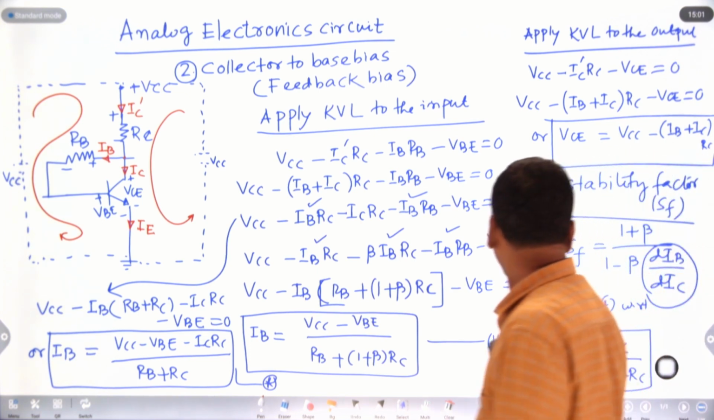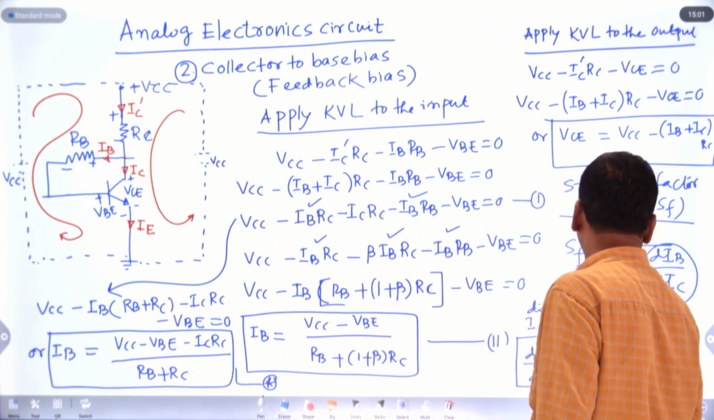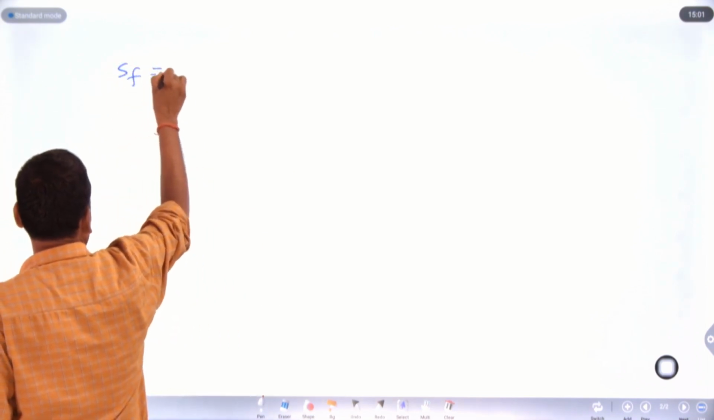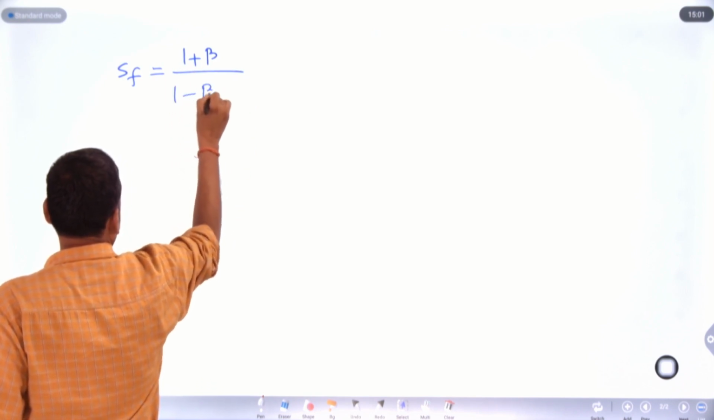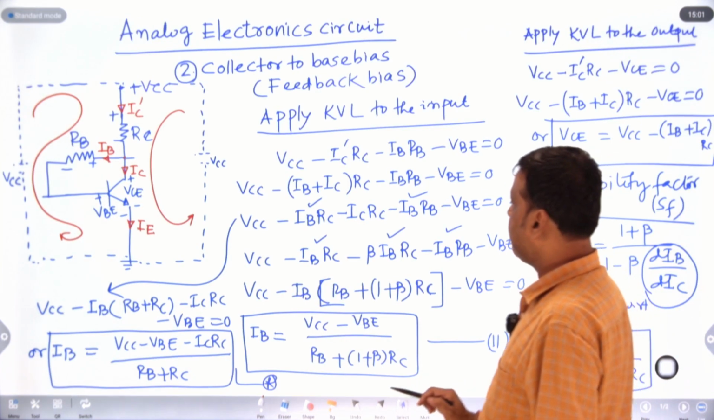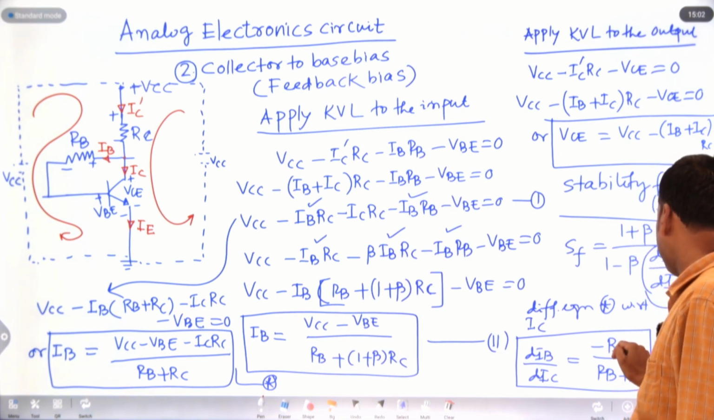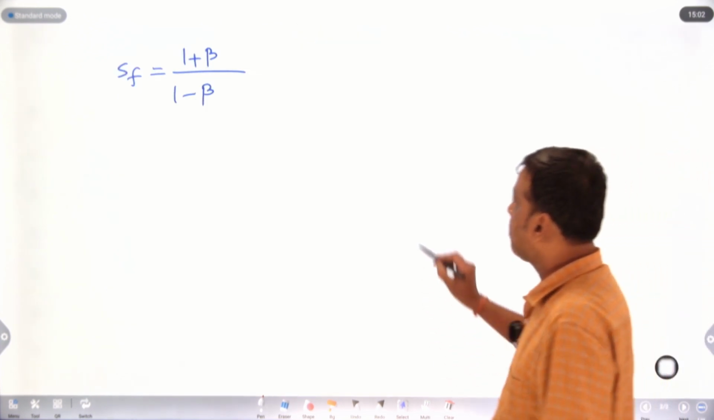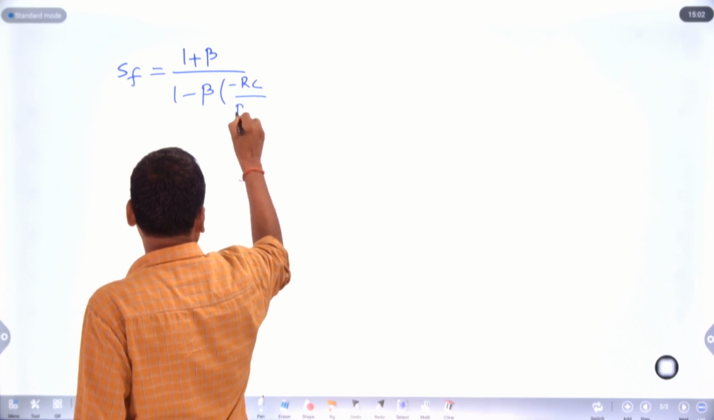Then I will put the value of dIV by dIC in this expression. The stability factor expression is SF equal to 1 plus beta by 1 minus beta dIV by dIC. What have we got for dIV by dIC? It is nothing but minus RC by RB plus RC. So in place of dIV by dIC, I will put minus RC by RB plus RC.